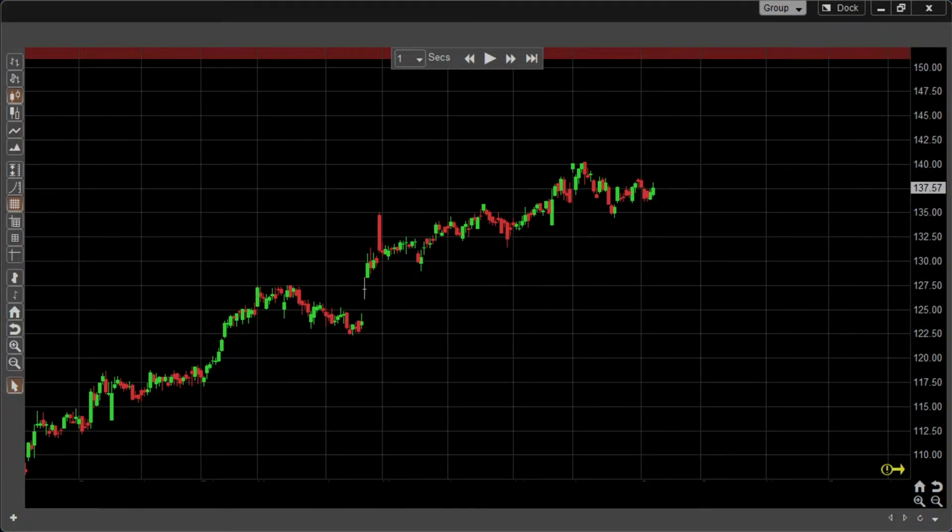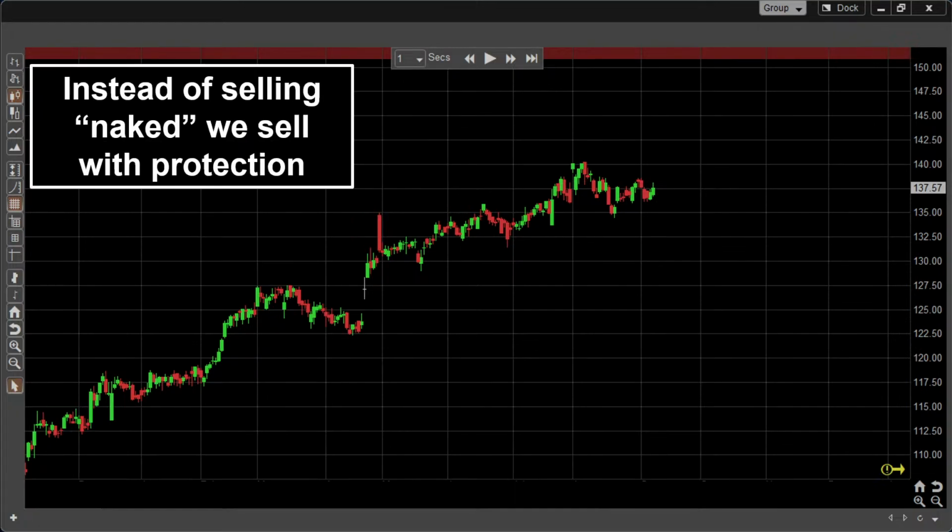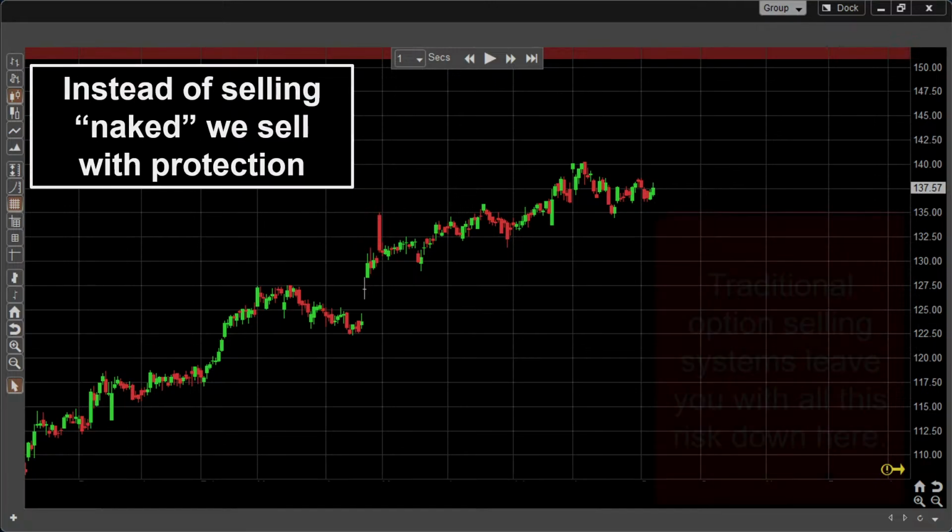Now, the options paycheck system makes sure you reduce your risk before you even open the trade. First, we choose stocks that are low risk. We have a very specific criteria, but in general, if we're bullish, we start by focusing on good stocks that are already rising in price, very similar to the graph you see here. Then, instead of selling an option naked, we sell with protection. So let me show you how to do this.